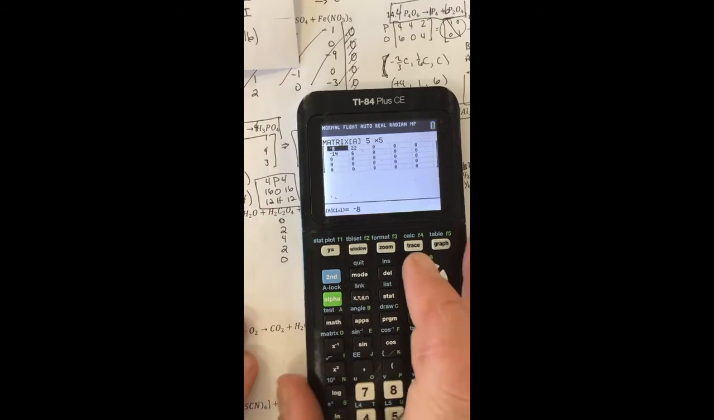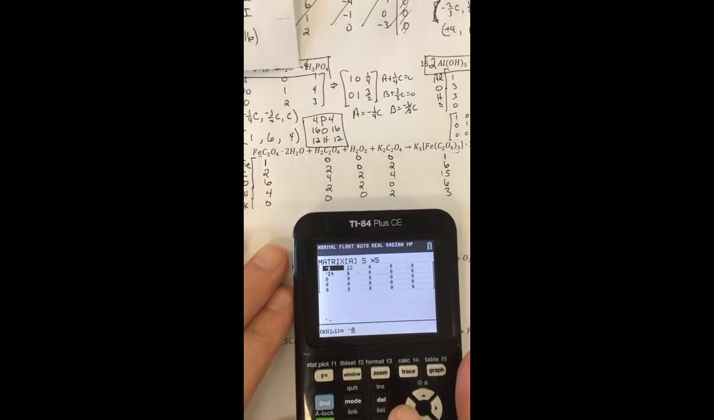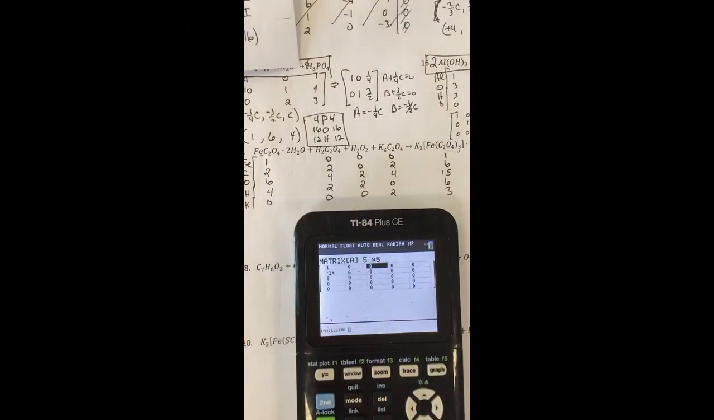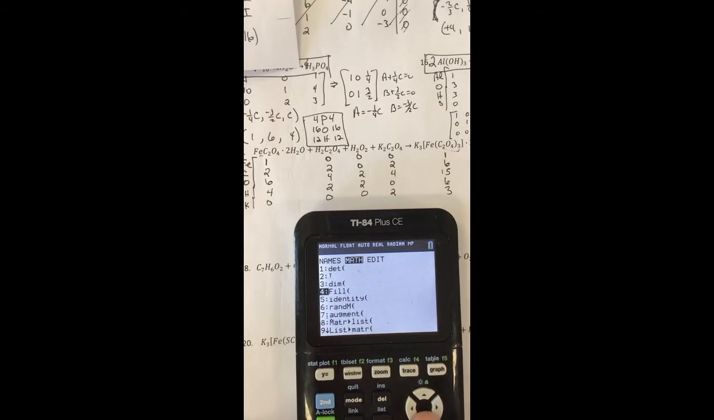So that 5 by 5, put in all of those numbers. So we've got 1, 0, 0, 0, 1, 2, 2, 0, 2, 6, 6, 4, 2, 4, 15, 4, 2, 2, 0, 6, and 0, 0, 0, 2, 3. Go down and get my reduced row echelon form of matrix A.